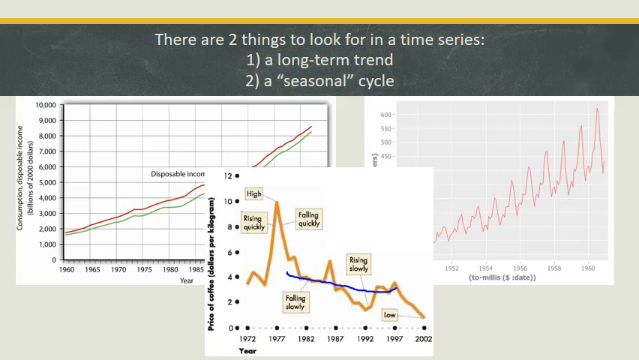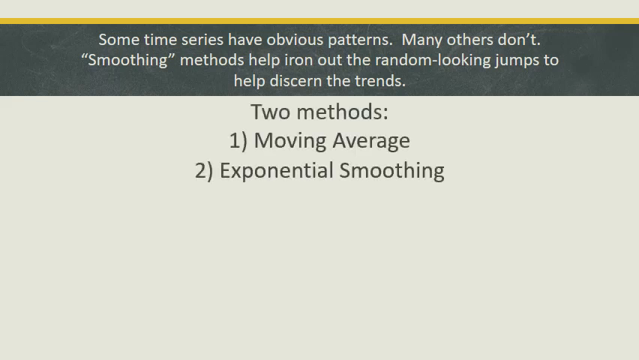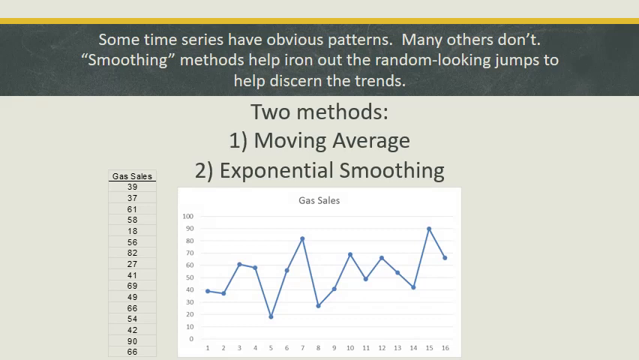This is the kind of time series we'll be looking at in this video, where there are no obvious trends or cycles, so we'll try techniques that smooth out the random-looking bumps in the data. Right, and there are two methods we'll be studying for smoothing: the moving average and exponential smoothing. And here is the data set that we'll practice on.